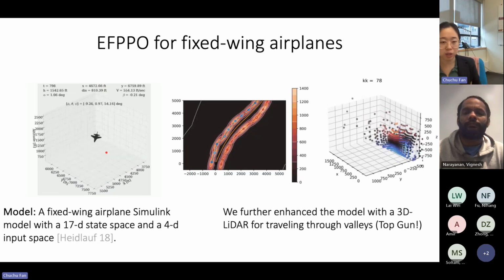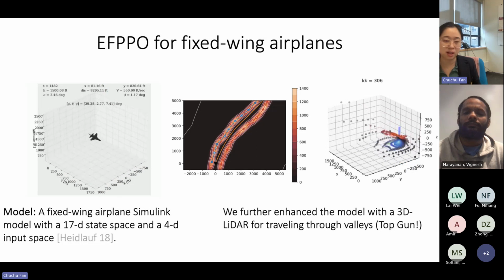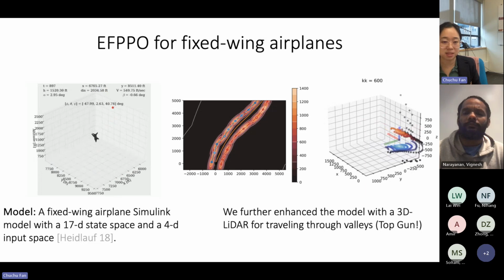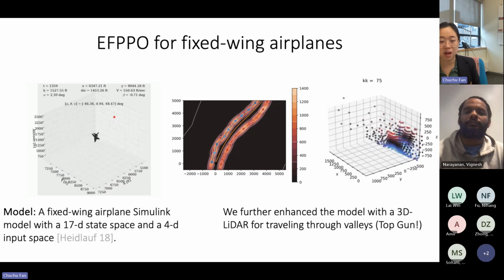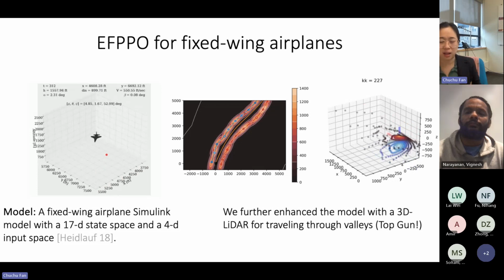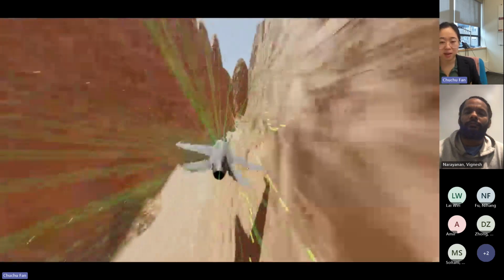What we have done, the original model, of course, has a bunch of issues. It was in Simulink, super difficult to run, super slow. We have completely rewritten it into a Python JAX version to make it much faster in terms of getting the simulation from the model. And we also enhanced it from a state-based system into observation-based. We further put a LiDAR on top of the fixed-wing airplane. The 3D LiDAR will navigate around and enable the airplane to tell the obstacles and travel through the challenging environment. Now here's the result.